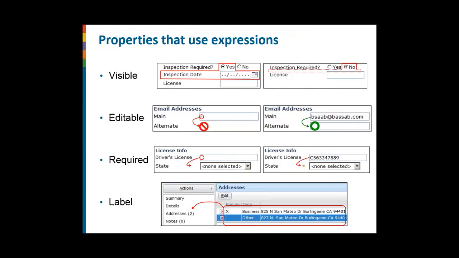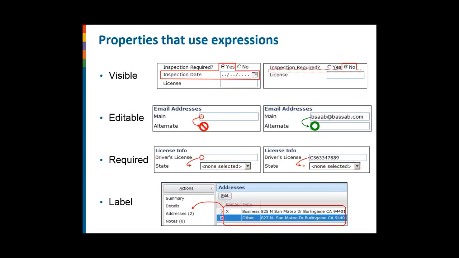Properties that use expressions. These are the different options you can do with the help of expressions. Visibility: based on the inspection required radio button, the inspection date will be visible or hidden. If it is yes, it will be visible. If it is no, it is hidden. Similarly, editable: once the user gives the main email address, you want to make the alternative email an editable field.